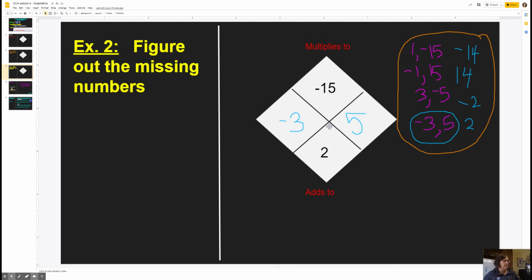The key here with the positives and negatives is just to make sure that whatever you get adds up to that bottom number. And if for some reason I was like, oh, it's 3 and negative 5. Oh, wait, that equals negative 2. Then the likelihood is you just have to switch one of those signs, just flip them around and then it should work for you. Questions on diamond problems?